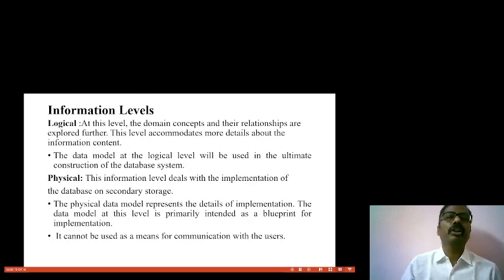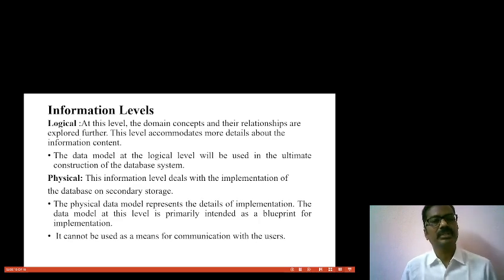Next, logical. Logical means the domain concepts and their relations are explored further. This level accommodates more details about the information content. The data model at the logical level will be used in the ultimate construction of the database system. And finally, the physical model. This information level deals with the implementation of the database on secondary storage. The physical data model represents the details of implementation, and is primarily intended as a blueprint for the implementation. So it cannot be used as a means for communication with the users.